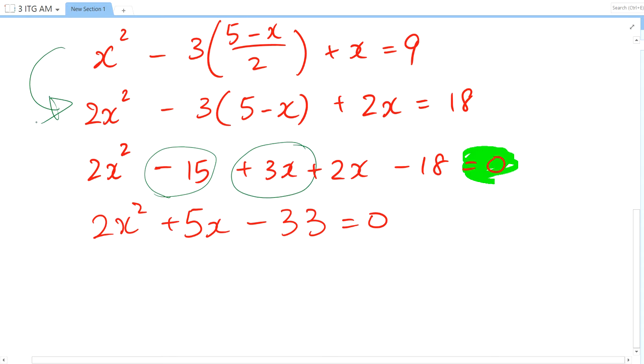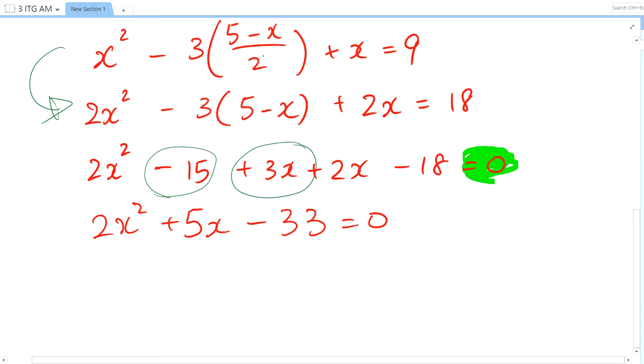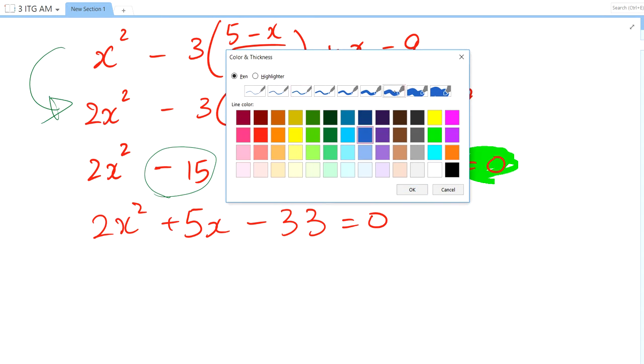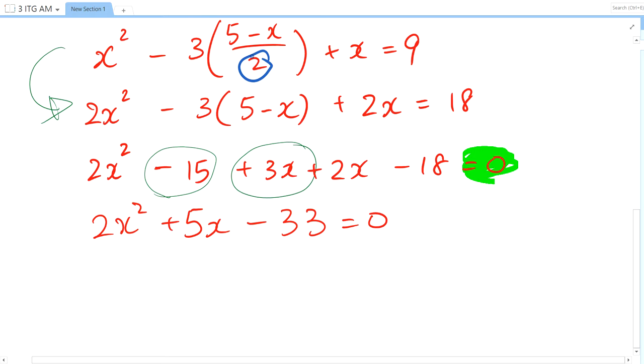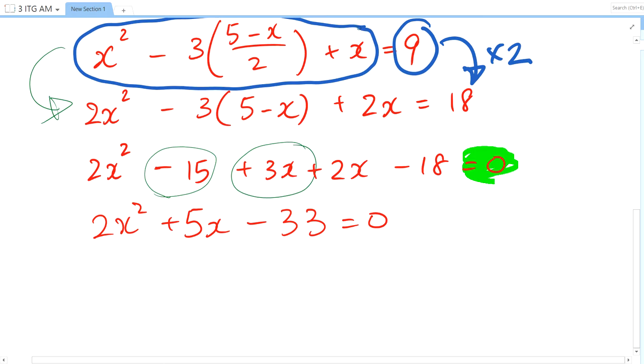Okay, let me explain. So my goal is to get rid of this 2 over here. So what I intend to do is to multiply throughout by 2. Left hand side I multiply by 2, right hand side I multiply by 2. So let's talk about the right hand side first. I multiply by 2 is 18, right? Easy, huh? Then on the left hand side, everything multiply by 2. Okay, so similarly over here I multiply by 2.